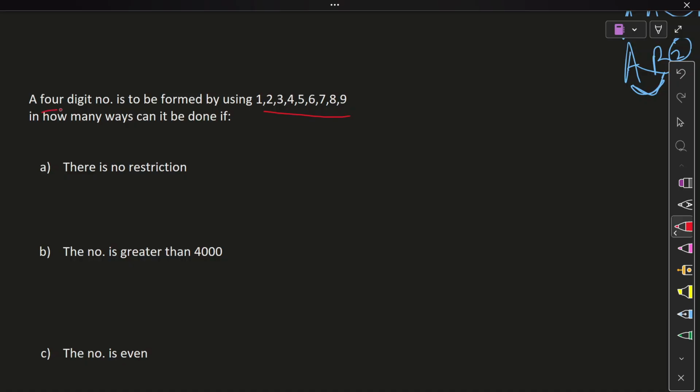And I only have to select 4 digits out of these. So a number needs to be formed. That means, let's do the first part. It says, in how many ways can it be done if there is no restriction. A 4-digit number has to be made. So 1 2 3 4, 4 digits.